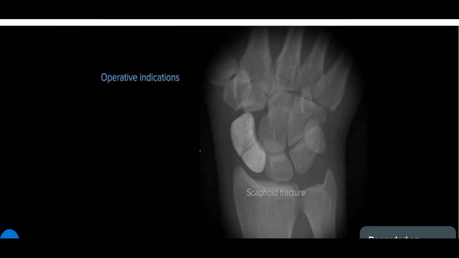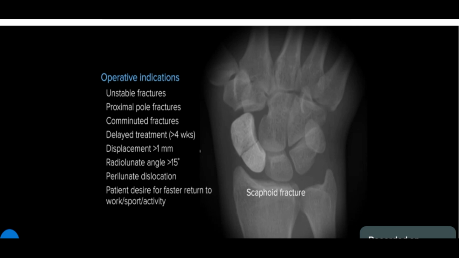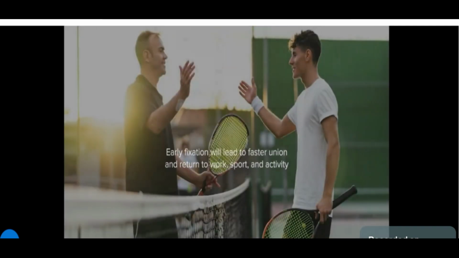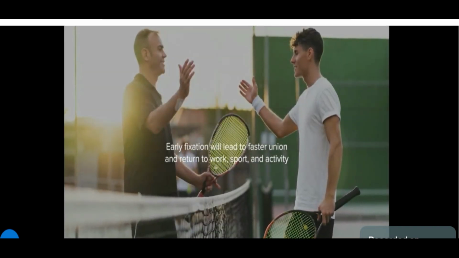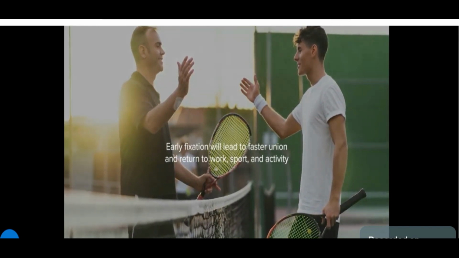Operative indications are unstable fractures, proximal pole fractures, convoluted fractures, delayed treatment more than 4 weeks, displaced greater than 1 millimeter, radiolunate angle greater than 15 degrees, perilunate dislocation, and patient desire for a faster recovery. It has been shown that early fixation leads to higher union and return to work, sport, and activity.